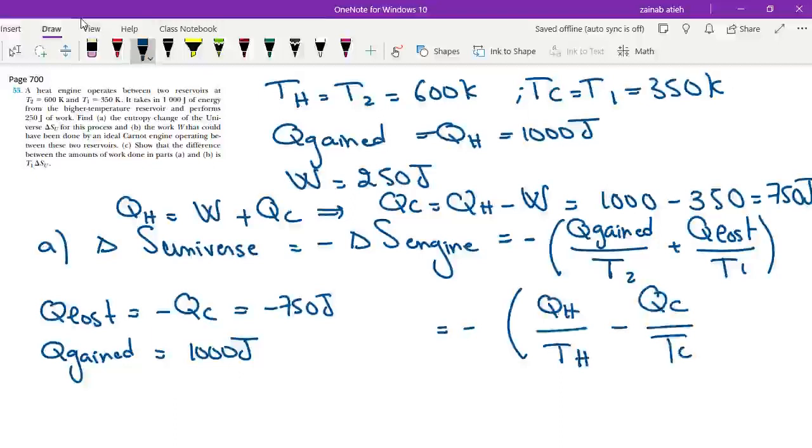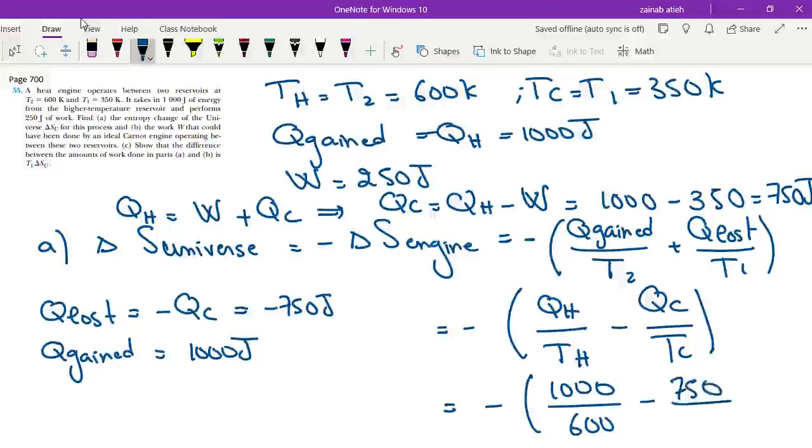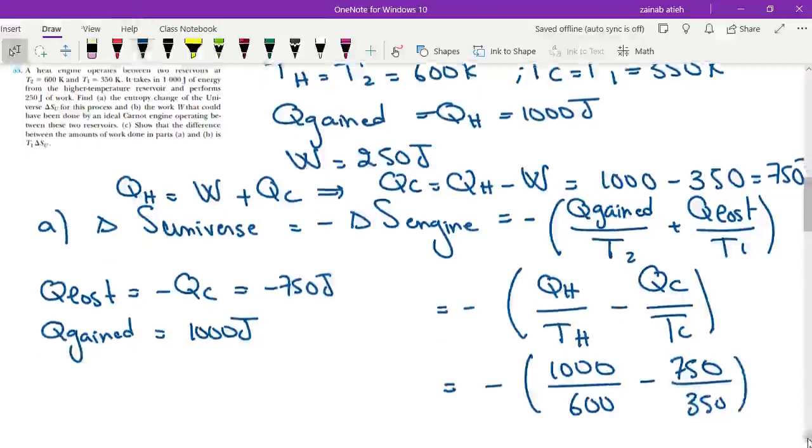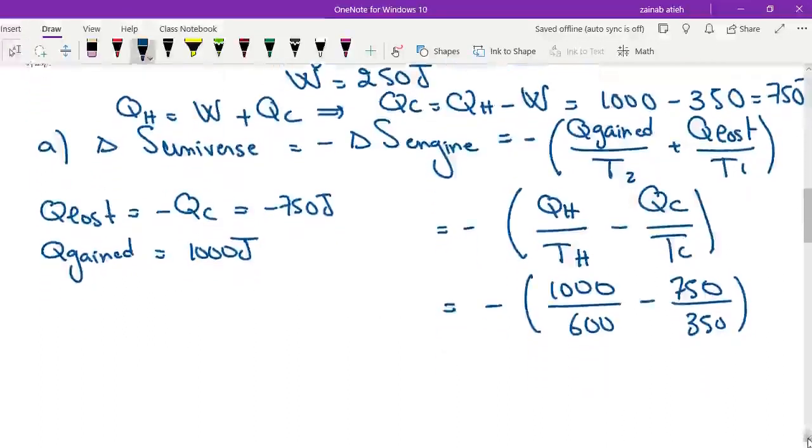This is not, by the way, a Carnot cycle. He did not say what type of engine this is. So it is equal to 1000 over 600 minus QC, which is 750, over T1, which is 350, and I will get my answer. It will be 0.476 joule per Kelvin. Okay, this is for the first part.